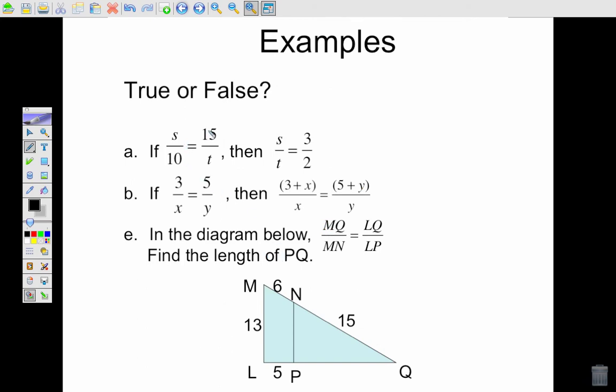Okay, examples. True or false? S over 10 equals 15 over T. Okay, so we're given that. We had a property at the start that said I could go straight across and rewrite this so that S over 15 is equal to 10 over T. But there's no way I can get this to be S divided by T, no matter how I cross multiply. If I take ST is equal to 150, or 15 times 10, I can't get T to be in that denominator. If I divide by T, they cancel out. So this is a false statement.